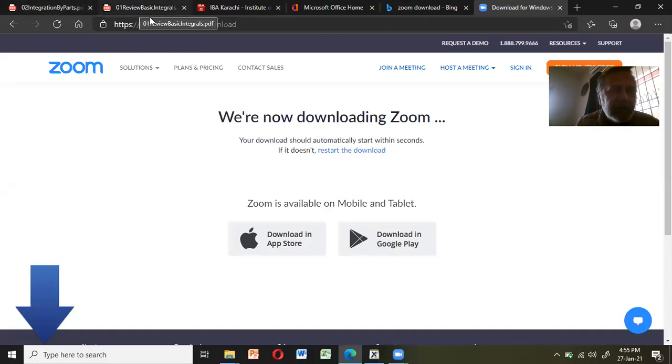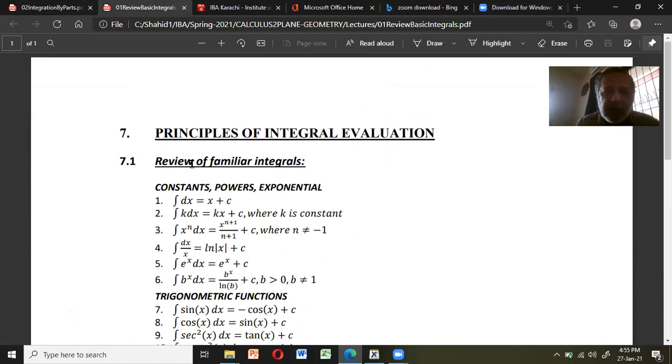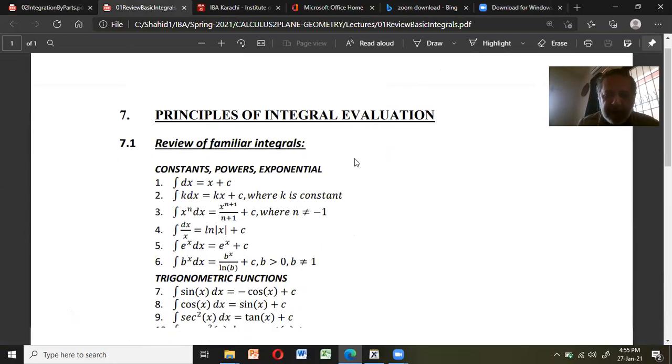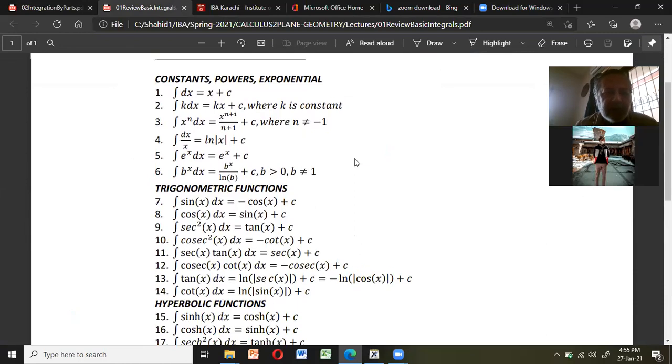Can you see this Word file now? I hope you are.